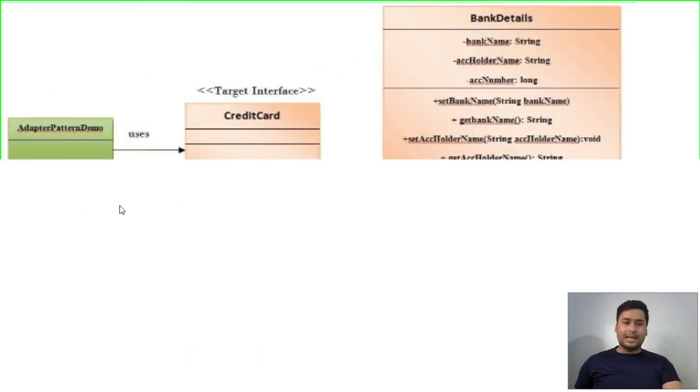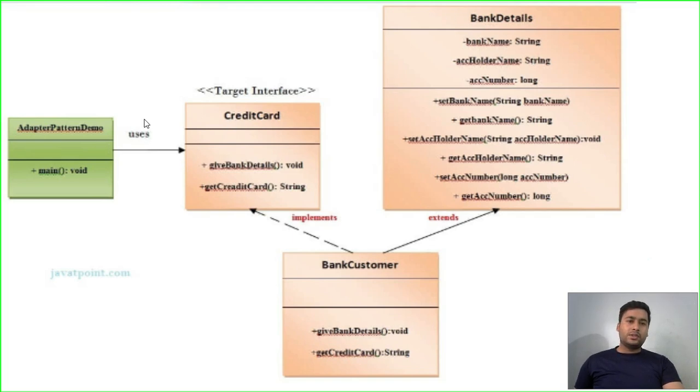Let's go back and see here. I am going to design an example like that. We are going to create one client, which has a main method. He will call a credit card, which is nothing but a bank. The credit card does not have direct access to the bank details, so he will take the help of the bank customer, and with the bank customer's help he will communicate with the bank details, take all those details and return them. We are going to design this one.